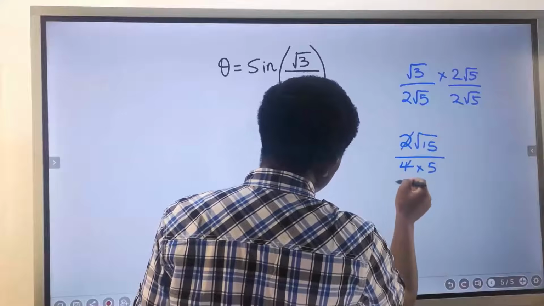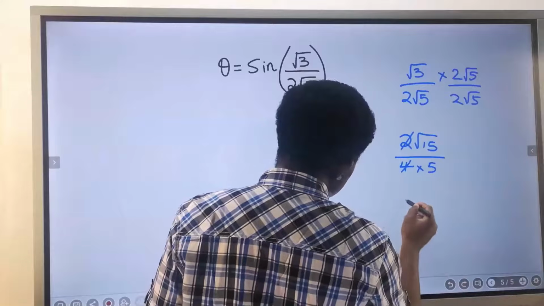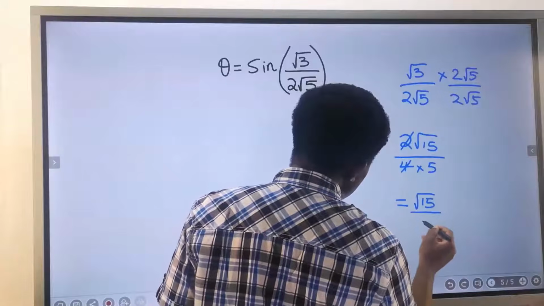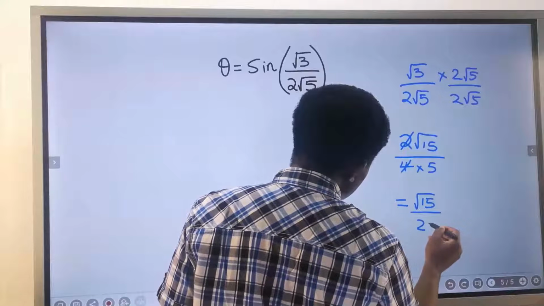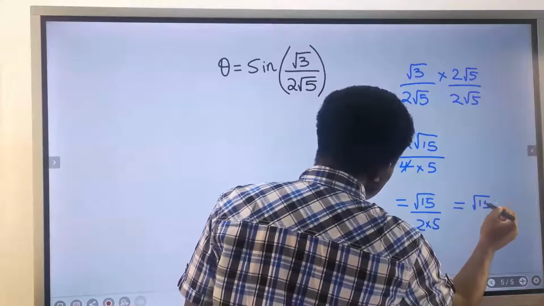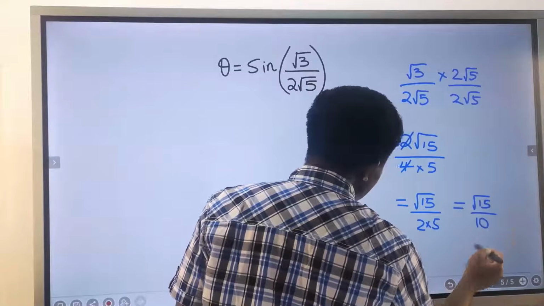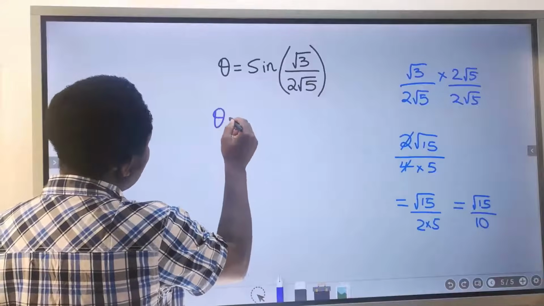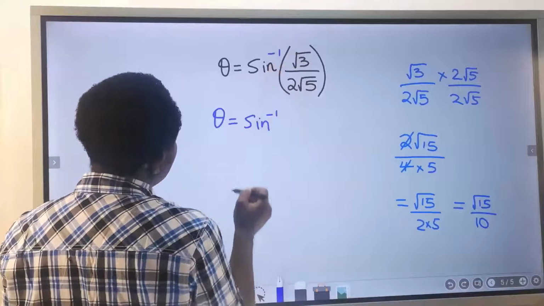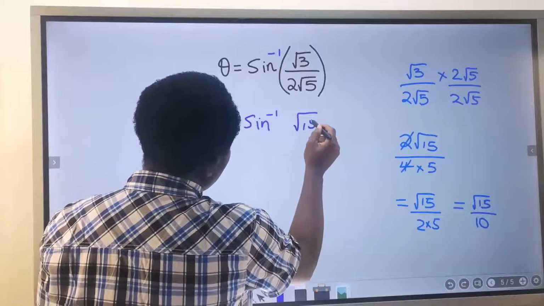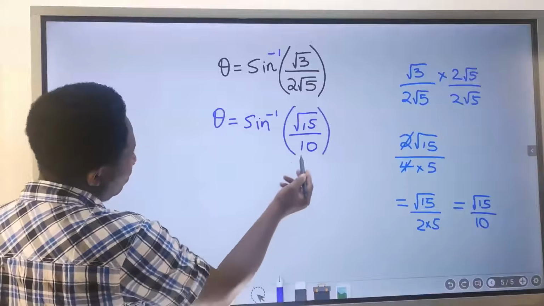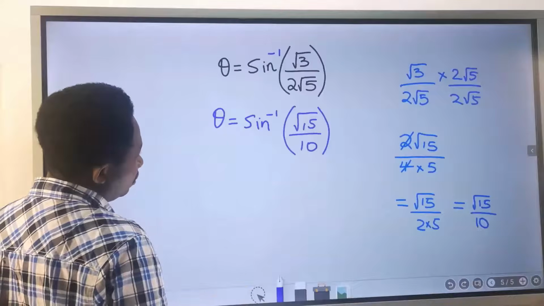This 2 will take away this 4 and you are going to have the square root of 15 divided by 2 times 5. Here we are going to have the square root of 15 divided by 10. Then this angle theta will become the sine inverse of √15 divided by 10. We have rationalized the denominator.